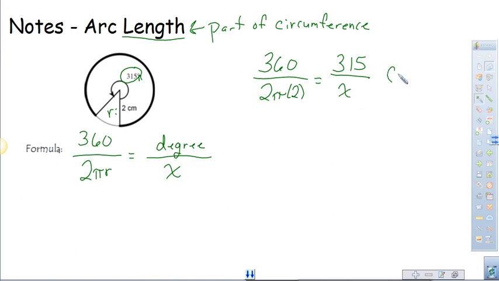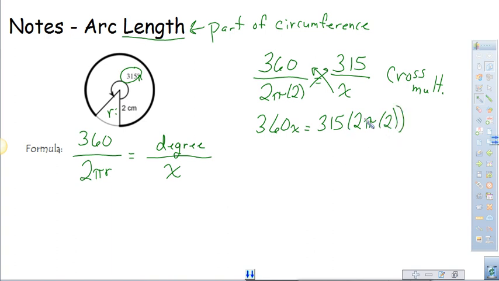Okay, so this guy is a cross multiply. You know how to do this. And we are going to cross multiply these numbers. So we've got 360x equals 315 times 2 pi times 2. You can kind of write that however you want. I like parentheses. So we can multiply all these numbers together. 315 times 2 times 2 should give you 1,260 pi. And then to solve for x, we're going to divide both sides by 360.